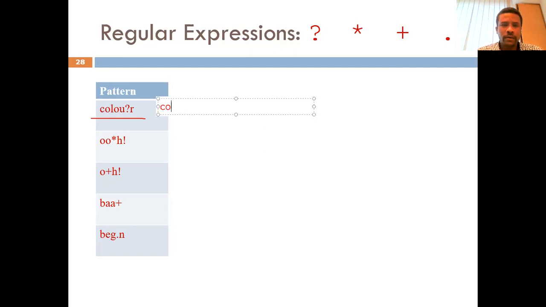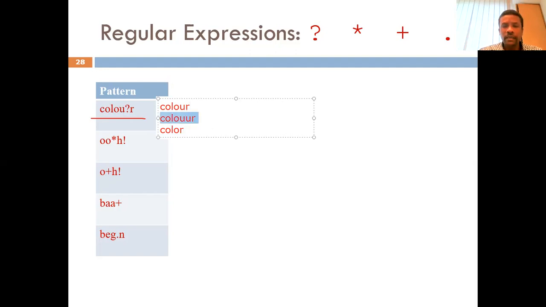Okay, C, O, L, O, U, R, or maybe only one. Is this a correct answer? Yes. What about this one? No. Why not? Because the question mark can be represented only once or zero times. What about the last one? It's possible also. Exactly, it means you can appear zero or one times.